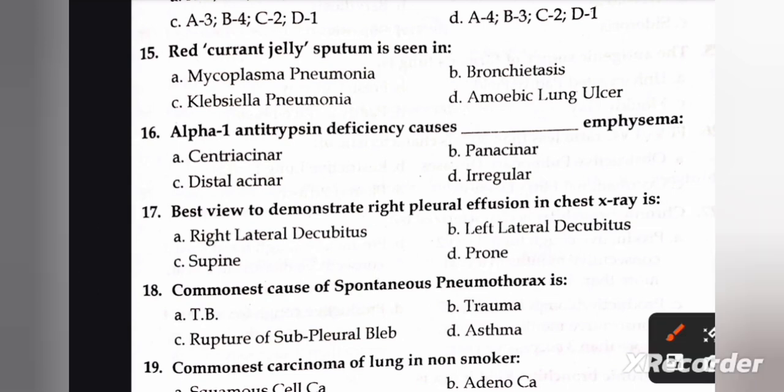Right option is C, Klebsiella pneumonia. Next question is alpha 1 antitrypsin deficiency causes dash emphysema. A centriacinar, B panacinar, C distal acinar and D irregular. The right option is B. So the answer is alpha 1 antitrypsin deficiency causes panacinar emphysema.